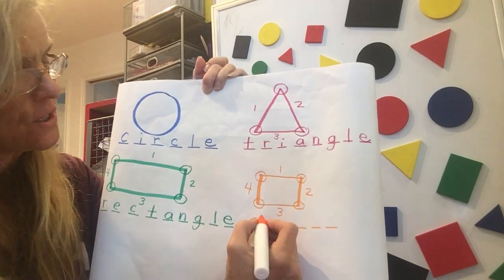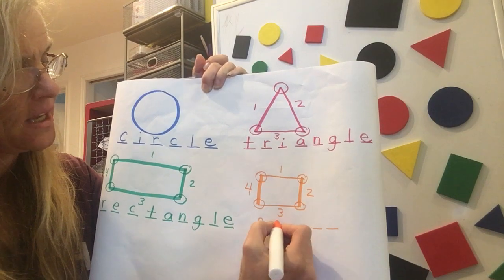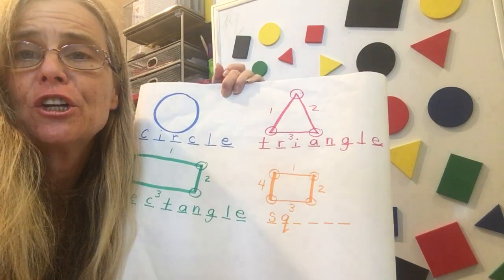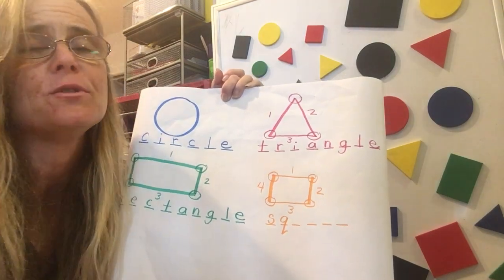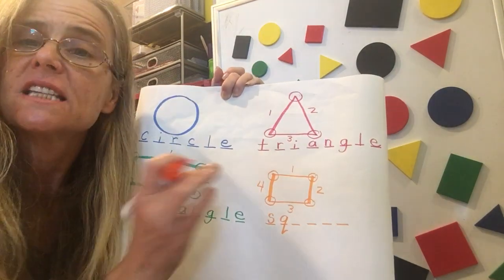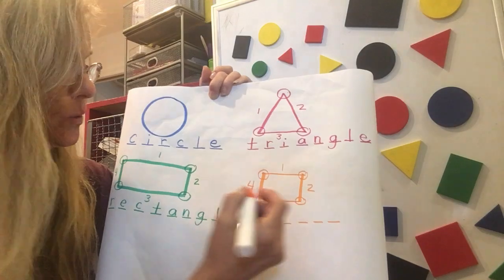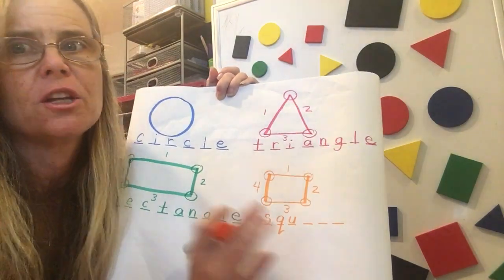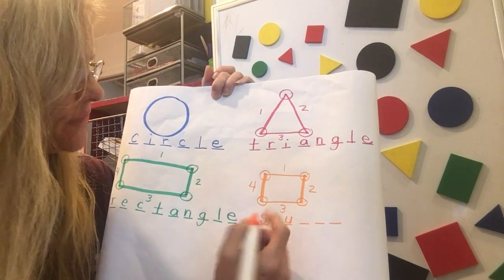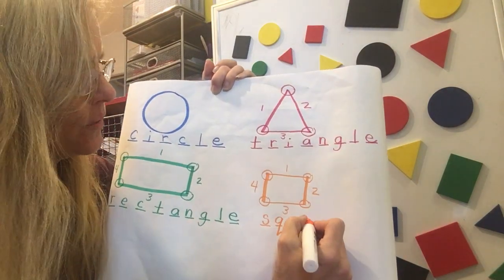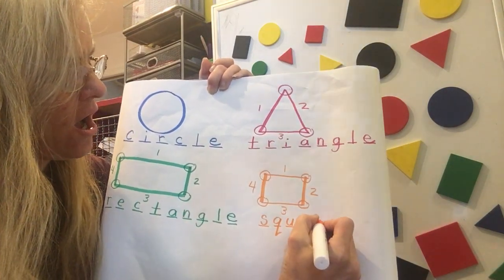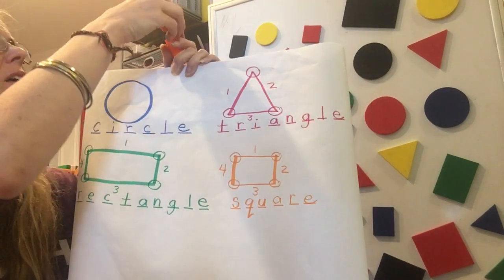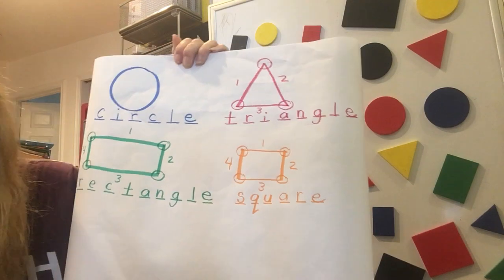S-Q-U-A-R-E. So I'm going to put an S, a Q, and U always follows Q because Q is afraid to go without his friend. U says, it's okay, I'll stand right behind you. Q and U. U can be in a word alone, but Q will never be in a word without U. S-Q-U-A-R-E. Square. Let's try another one.